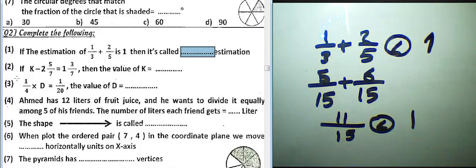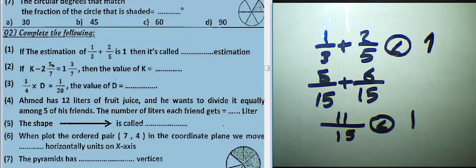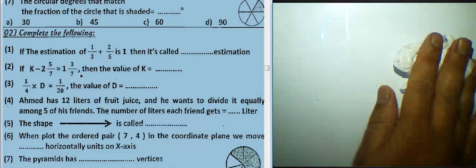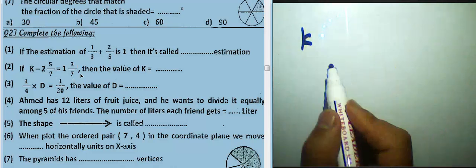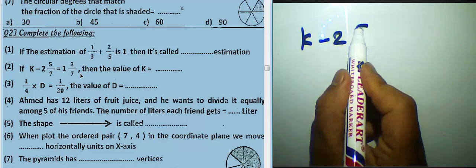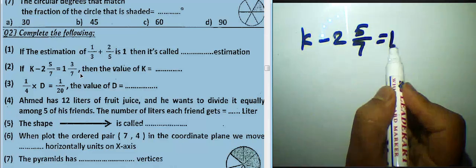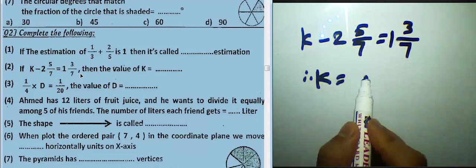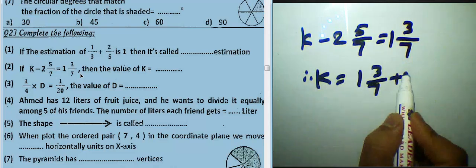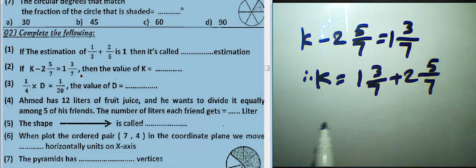Question number 2. If k minus 2 and 5 over 7 equals 1 and 3 over 7, then find the value of k. K here represents the minuend. To find the minuend, you must add the subtrahend to the difference. K subtract 2 and 5 over 7 will be 1 and 3 over 7. Then k will be 1 and 3 over 7 plus 2 and 5 over 7.